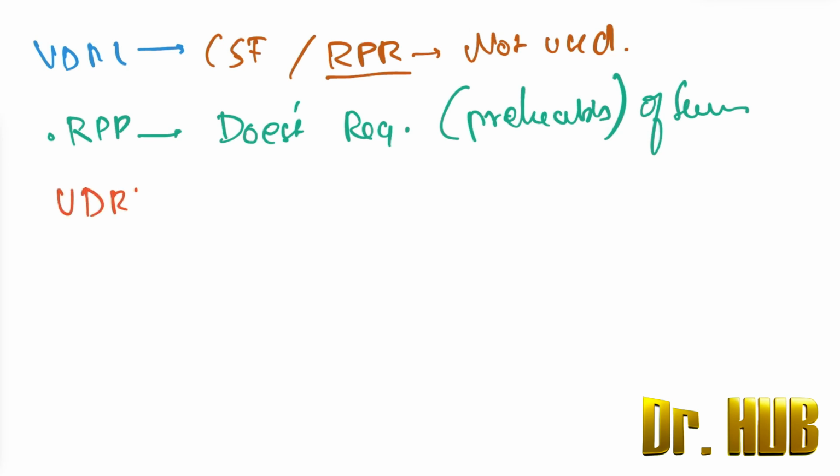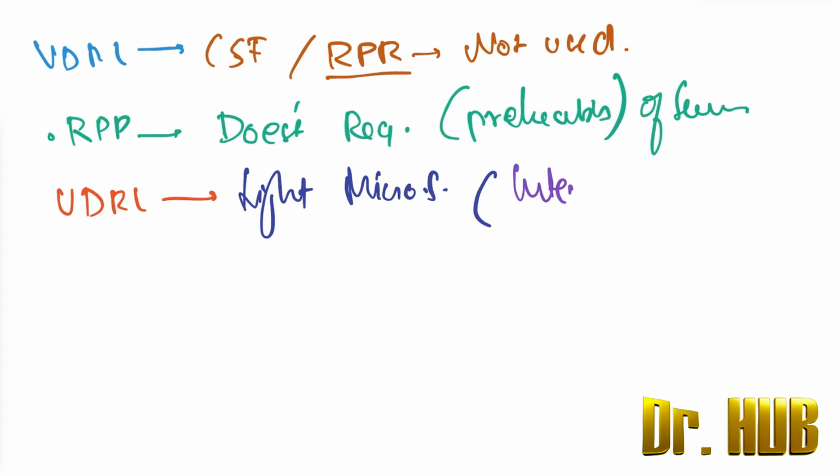In terms of the VDRL, it requires a light microscope for the interpretation, whereas the RPR can be read macroscopically.